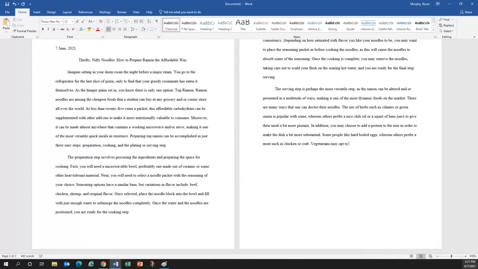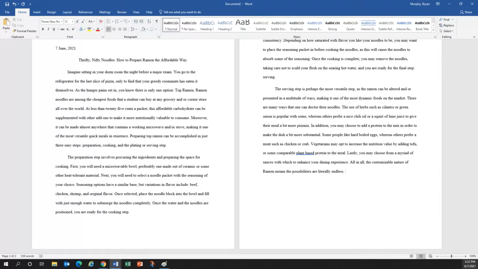Vegetarians may opt to increase the nutrition value by adding tofu or some comparable plant-based protein to the meal. Lastly, you may choose from a myriad of sauces with which to enhance your dining experience. All in all, the customizable nature of ramen means the possibilities are literally endless. All right, then we need a conclusion paragraph.